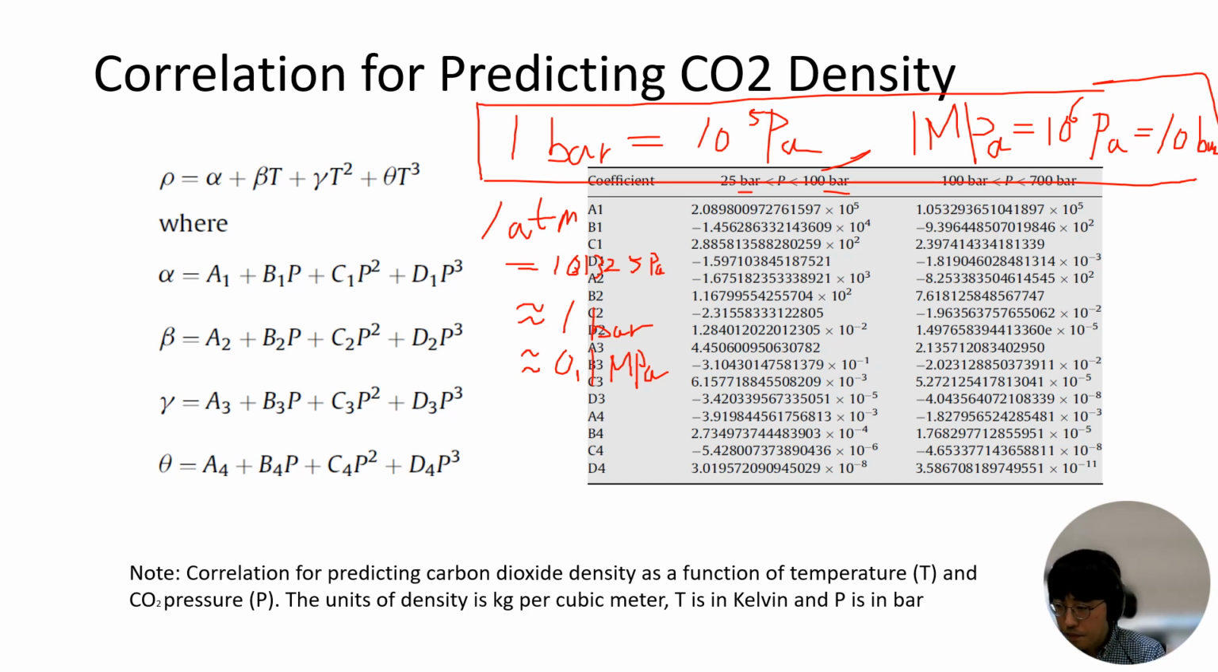In this particular formula, we have to follow this note, which is that temperature should be in Kelvin and the pressure should be in bar. That way, we will have density in kilogram per cubic meter.